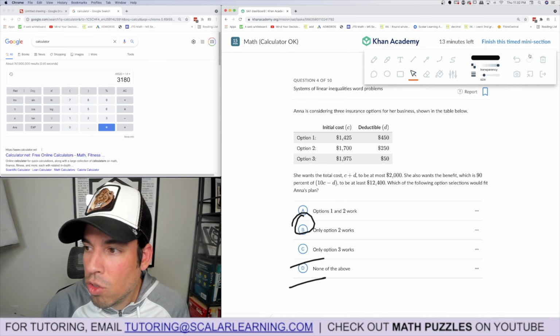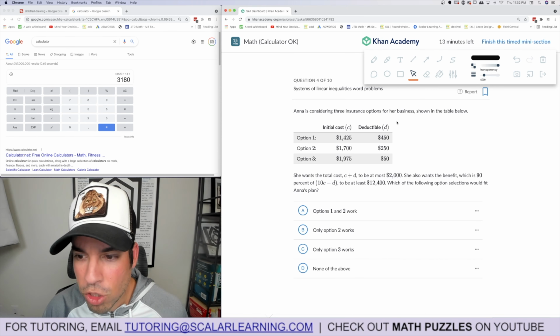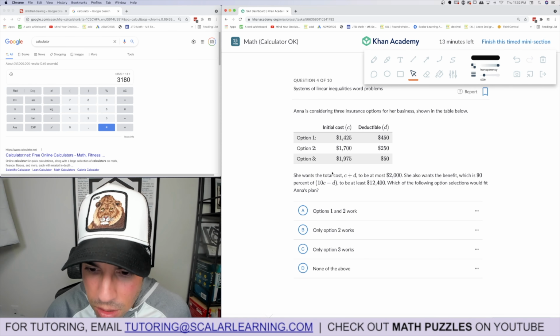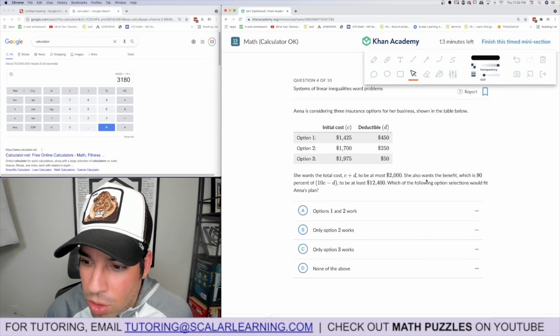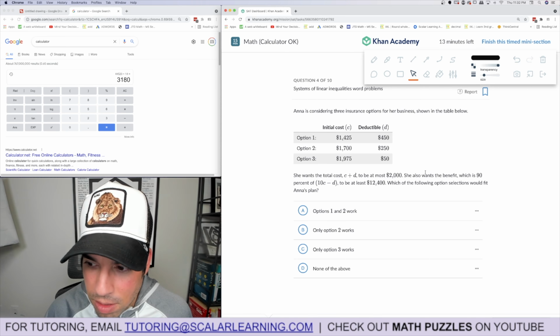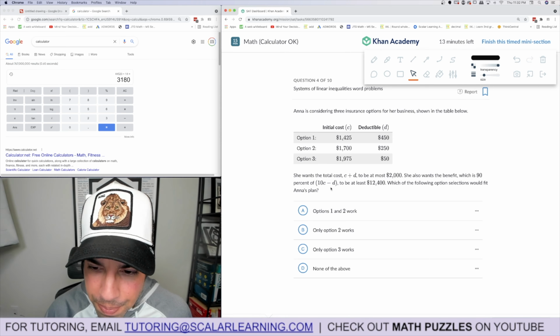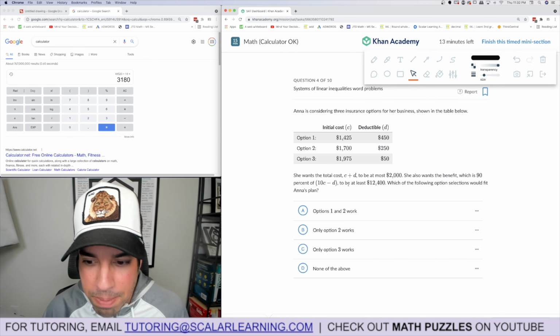All right. Number 4. Anna's considering 3 insurance options for a business shown in the table. She wants the total cost C plus D to be at most $2,000. Wait, she also wants the benefit, which is 90% of 10C minus D.